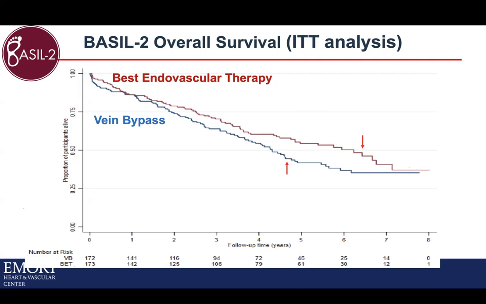What they found here is interesting because it's opposite to what the older trial showed. The endovascular first strategy was shown to be superior to the surgery approach. In the surgery group, there was a higher rate of mortality in the vein bypass group. The mortality was 50% in the bypass group versus 45% in the endovascular group.